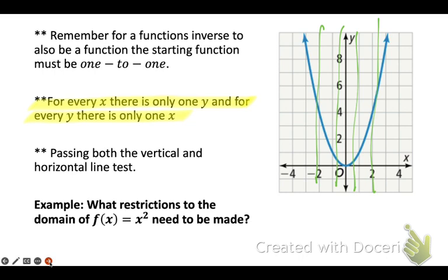But if its inverse is a function, it has to pass also the horizontal line test. What about this? Does that pass it? Yeah. How many times can it hit if it passes? Once. And how many times does this hit? Twice.